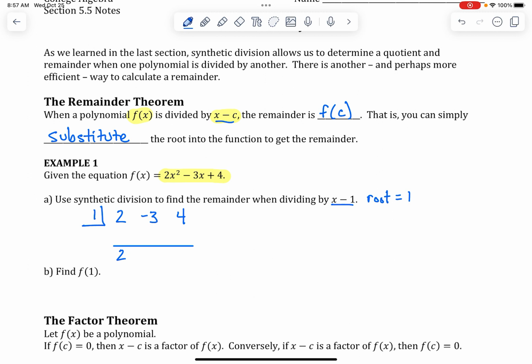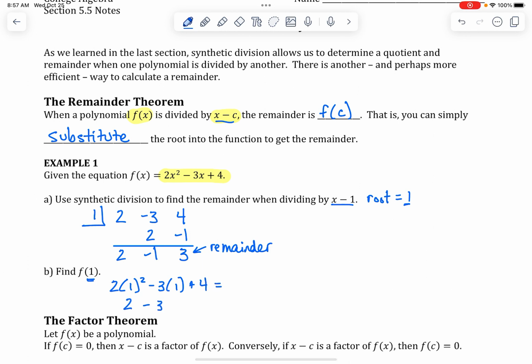Bring down the 2. 2 times 1 is 2. Add -1. -1 times 1. And our remainder is 3, right? So that's very straightforward, and we did that in that last section. Well, according to the remainder theorem, you can take that root 1 and plug it in to your calculator. So simply, and I'm going to show all the work, 2 times 1 squared minus 3 times 1 plus 4. If you just substitute that in, you will get 2 minus 3 plus 4, which, lo and behold, equals 3.